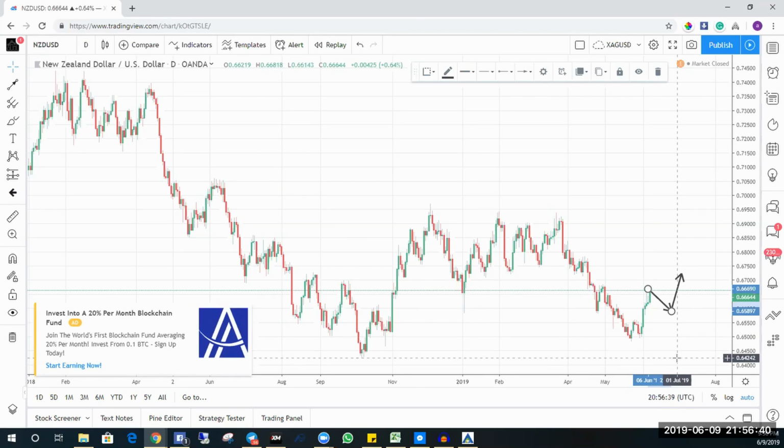So we see this pair pullback. Let's see how that plays out. This is what our expectation would be. If we get a pullback to this level, we will definitely be in line with the sentiments of the markets.